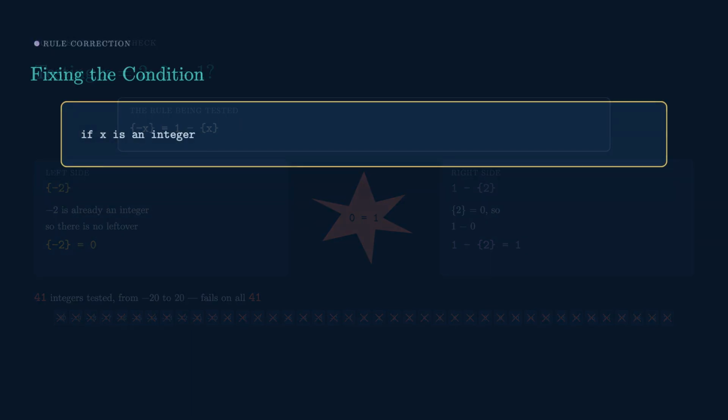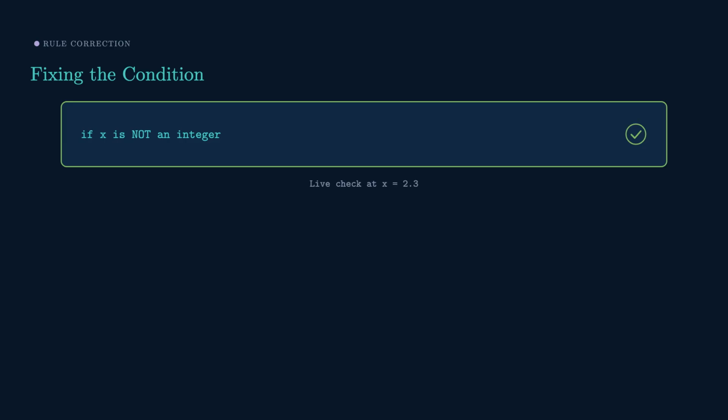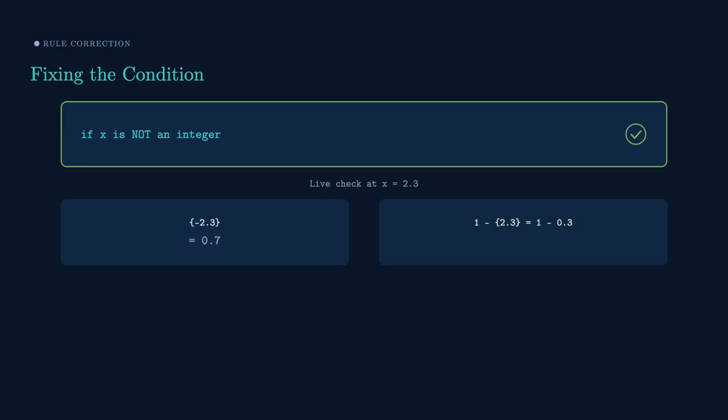Flip it. The rule is valid if x is not an integer. Check it at 2.3, fractional part of negative 2.3 is 0.7. And 1 minus fractional part of 2.3 is 1 minus 0.3, also 0.7. Agreed. Checked against 200,000 random non-integer values, 0 failures.